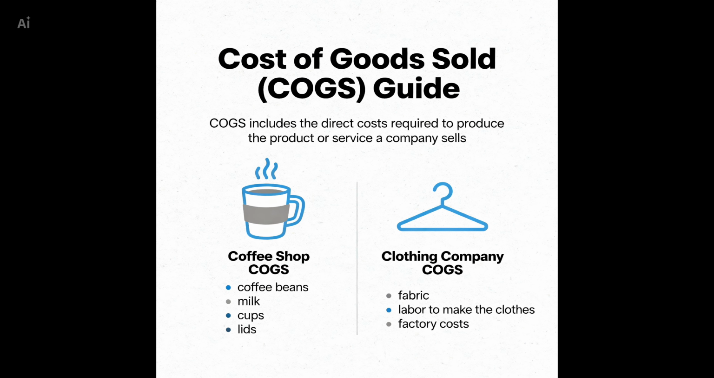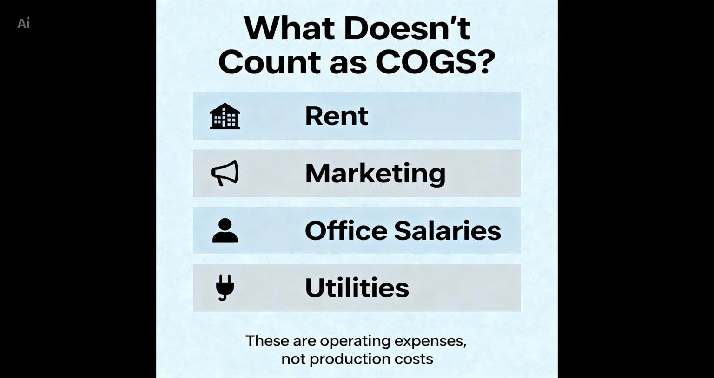Next is cost of goods sold, or COGS. COGS include direct costs required to produce the product or service a company sells. For a coffee shop, the COGS would include coffee beans, milk, cups, and lids. For a clothing company, it would include fabric, labor to make the clothes, and factory costs. What doesn't count as COGS though? Things like rent, marketing, office salaries, and utilities. These are operating expenses, not production costs.